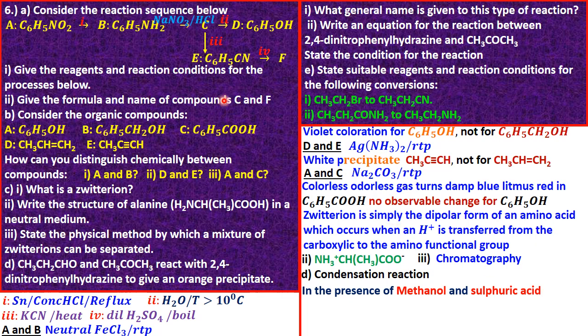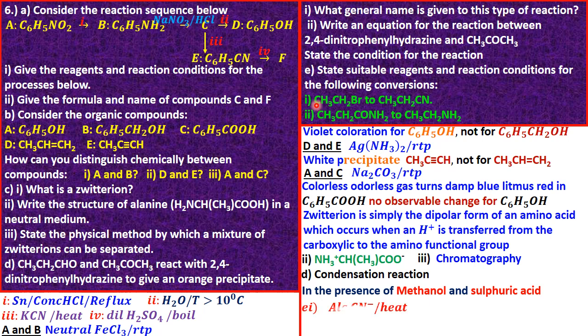The next part wants us to state the reagents and reaction conditions for the following conversions. From bromoethane to this compound, you have 1, 2, 3, so it's propane-nitrile. Then we have this to this. Okay, let's start with the first.